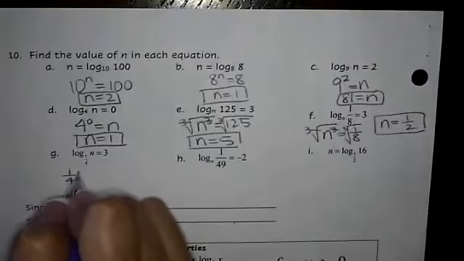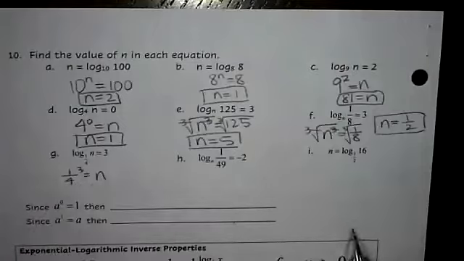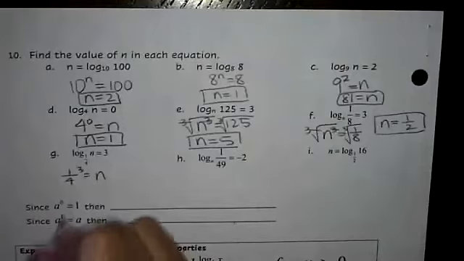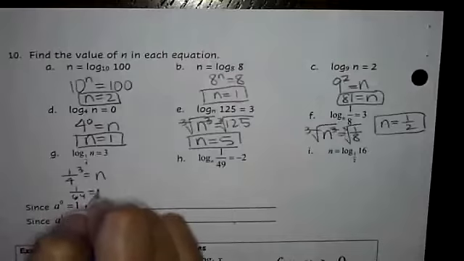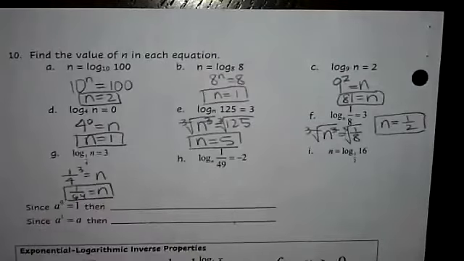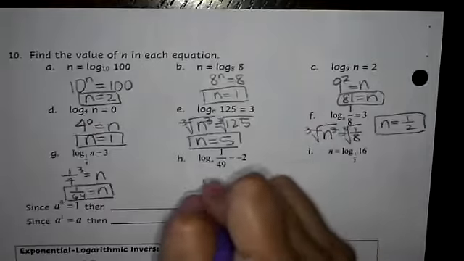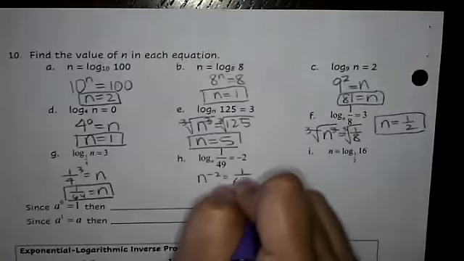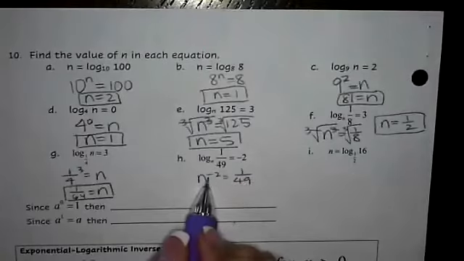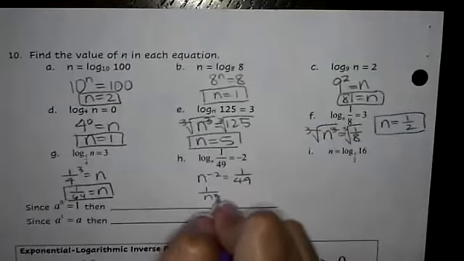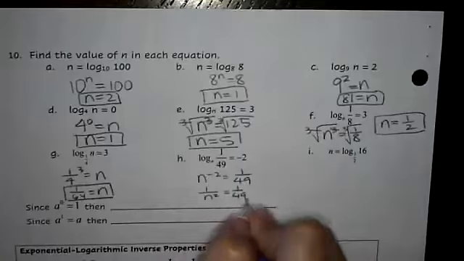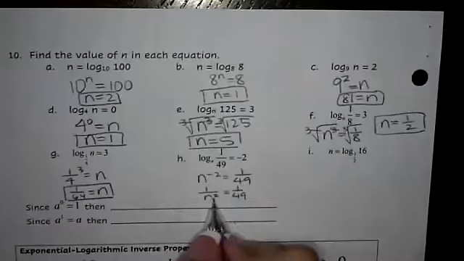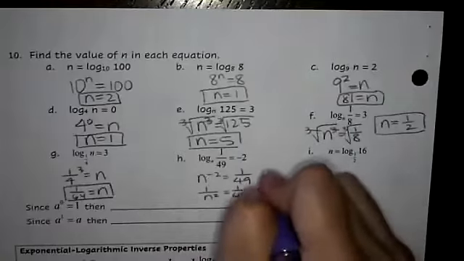Here we get 1/4 to the 3rd power is equal to n. And so 1/4 to the 3rd power, that's 1 over 64. Because 1/4 times 1/4 is 1/16 times another 1/4 is 1/64. n to the negative 2 equals 1/49. We know that in order to get rid of a negative, we flip it. And so that would be 1 over n squared is equal to 1 over 49. And so n has to be 7 to give me 49.